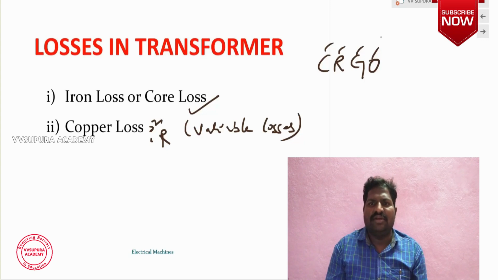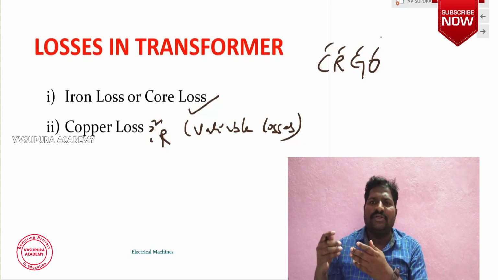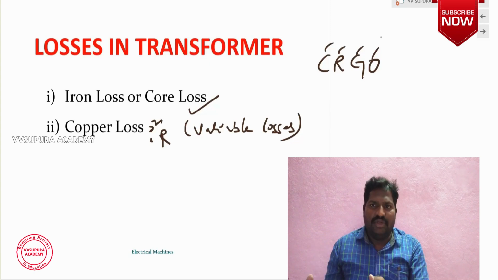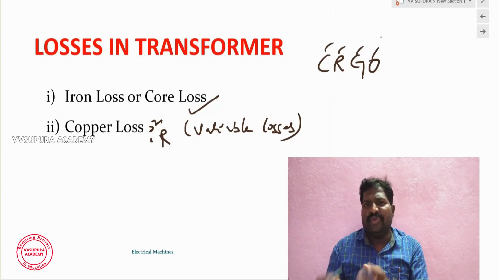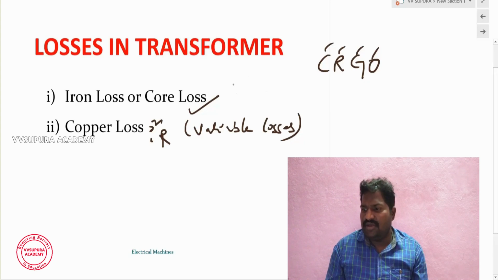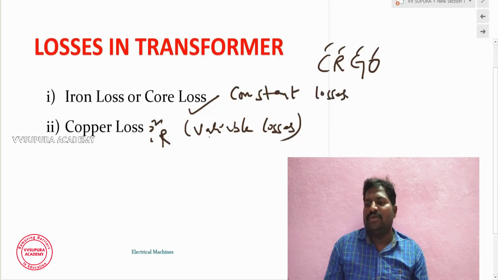As I mentioned earlier, whatever the load condition, whether it is an inductive load, resistive load or capacitive load, these iron losses, or the flux inside it, will never change. These are all called constant losses. So these are the main losses in the transformer.